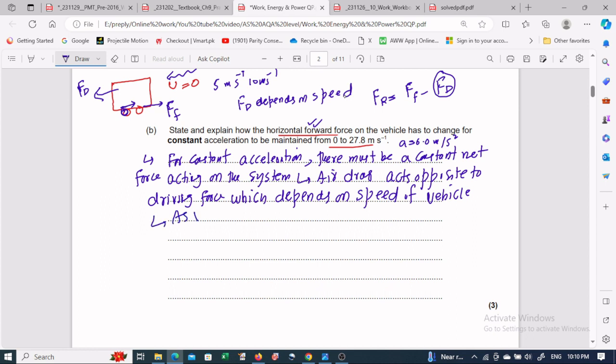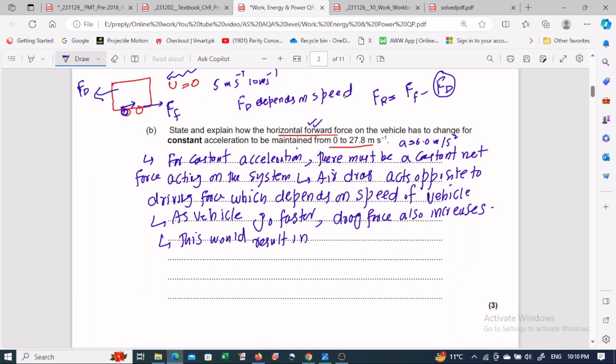So the next point is, as the vehicle goes faster, drag force also increases. If the opposite force increases, it means this would result in a net decrease of the resultant force.